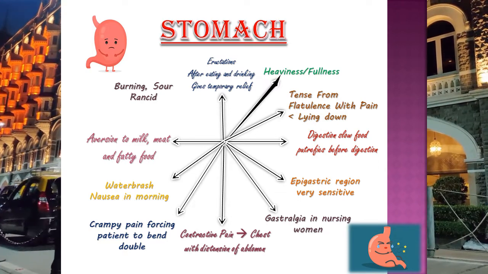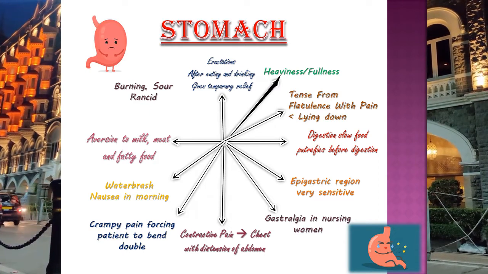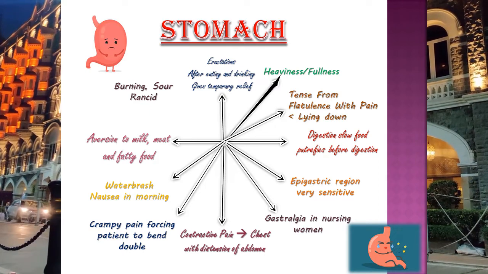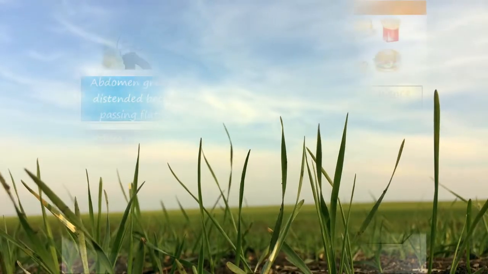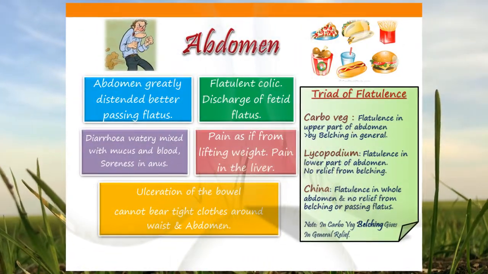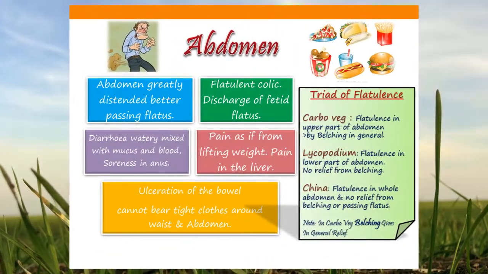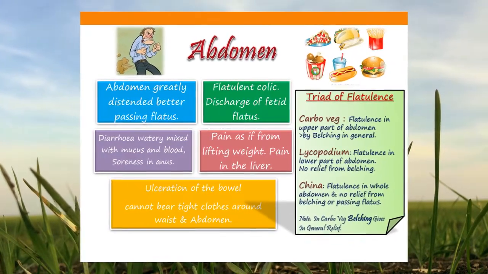So irritation in carbo vegetabilis gives temporary relief. We will see later how it is related to China and Lycopodium. So further moving on to the next slide. In the abdomen, the symptoms of the abdomen are correlated with the stomach. It is just the extension of the stomach, or you can say both are almost similar.